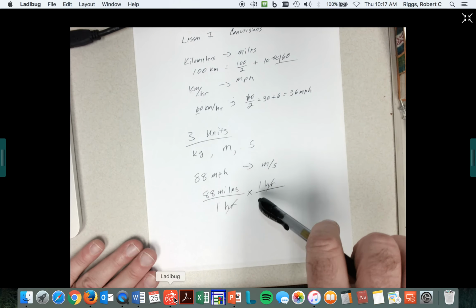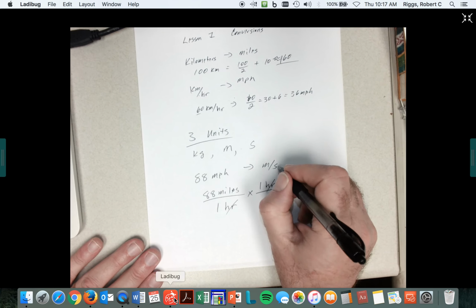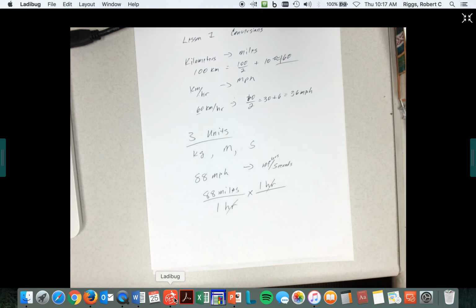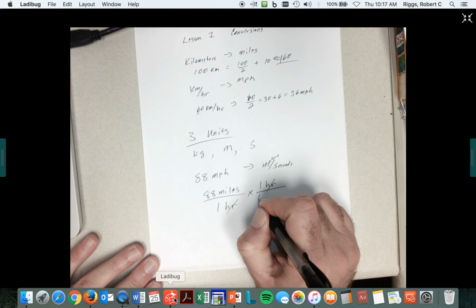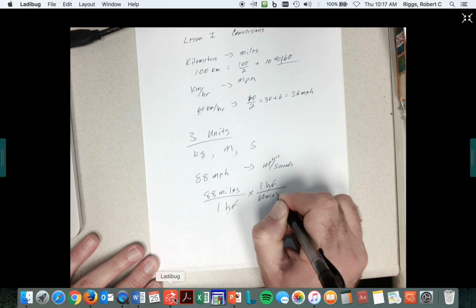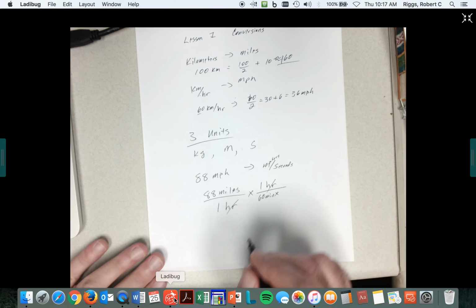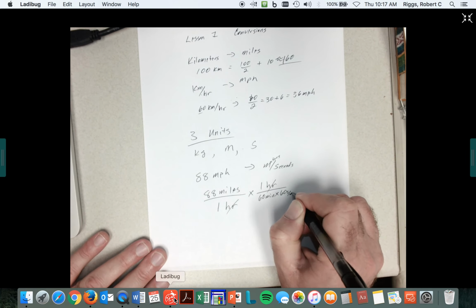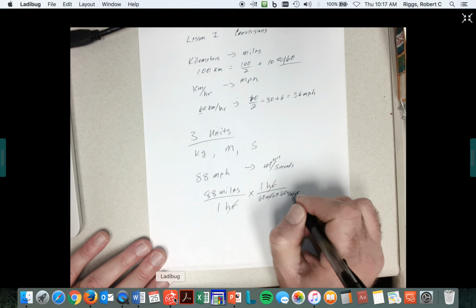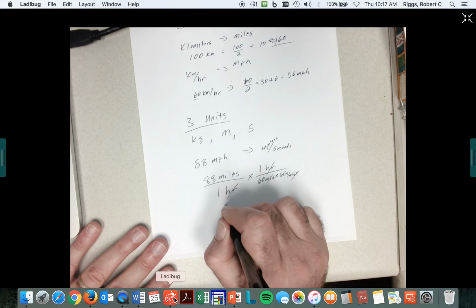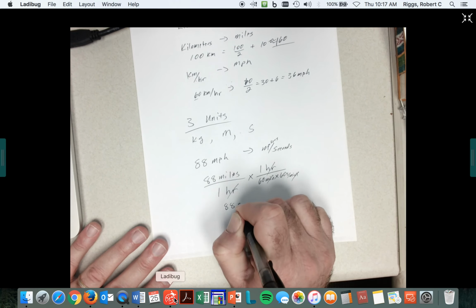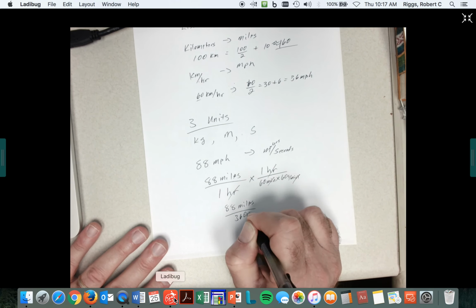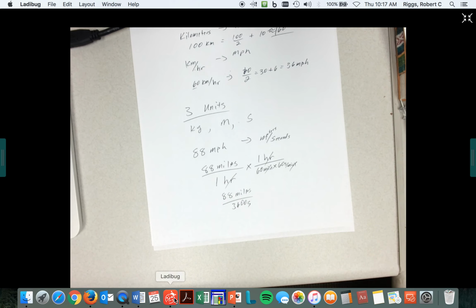I want to get seconds down below here, because this is seconds here. How many seconds are in an hour? Well, there's 60 minutes in an hour times how many seconds are in a minute, times 60 seconds in a minute. So those minutes cancel here. I wind up with 3,600 seconds. So I've got 88 miles divided by 3,600 seconds. So that's how many miles in a second I'm going to go.